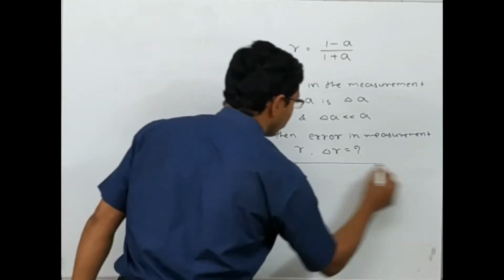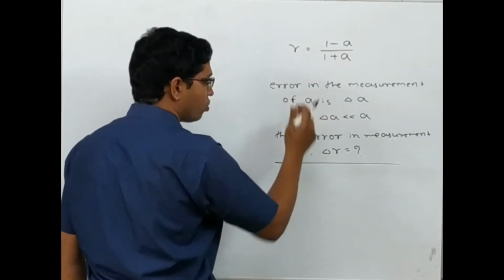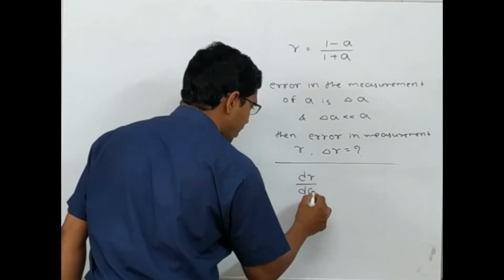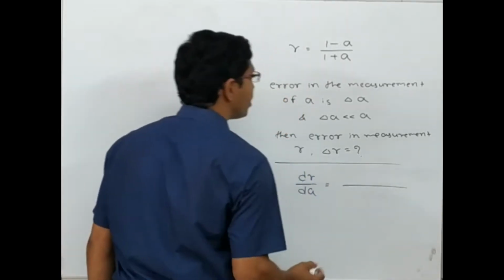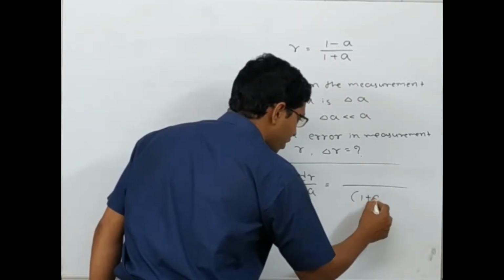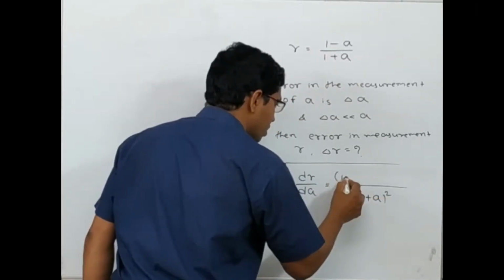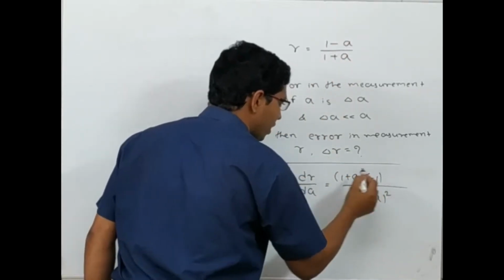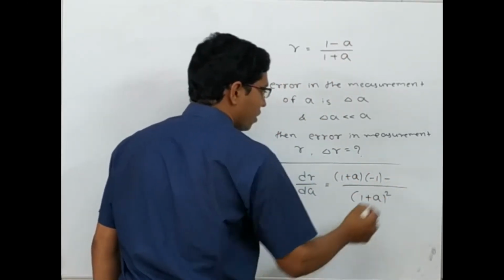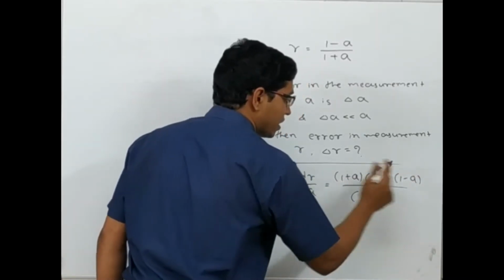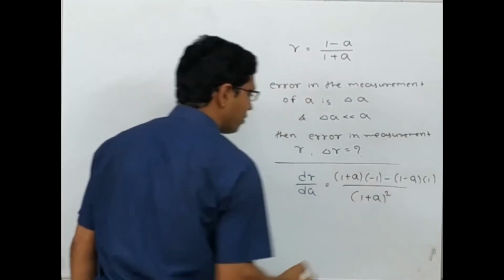So we certainly know that whenever we want to find the error, we differentiate it. So dR by dA, and whenever we are differentiating this, we'll use the division rule u by v. So it will be 1 plus A whole square. This will be 1 plus A, and derivative of 1 minus A will be minus 1, minus derivative of, I will have to keep 1 minus A as it is, and derivative of 1 plus A will be 1.